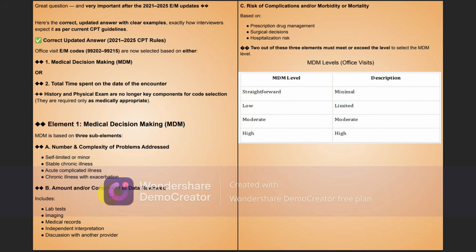Second is the amount and complexity of data reviewed, including lab tests, imaging, medical records, independent historian, discussion with another provider. Third is risk of complications and morbidity, mortality, based on prescription drug management, surgical decision, hospitalization risk. Two out of these three elements must meet or exceed to select the MDM level. MDM levels for office visits are straightforward, low, moderate, high. So we can explain this answer in detail.